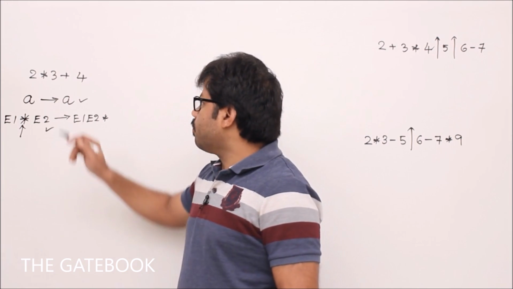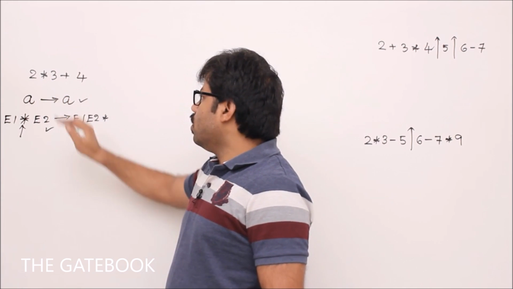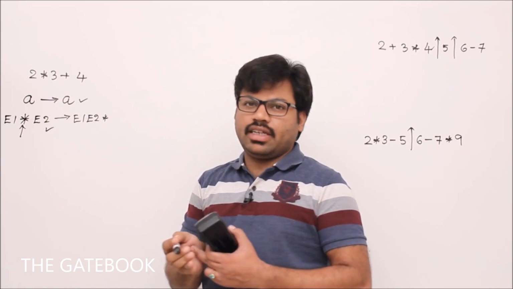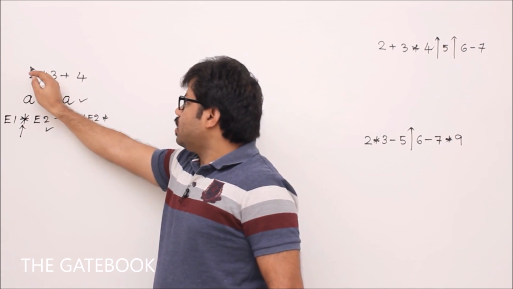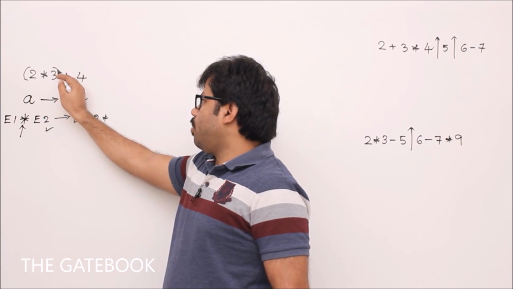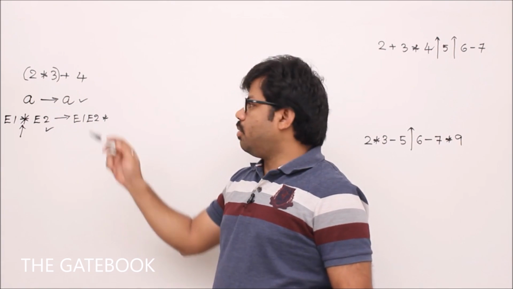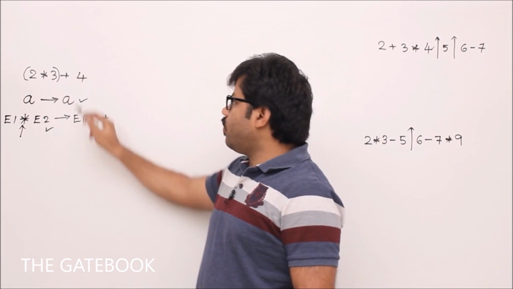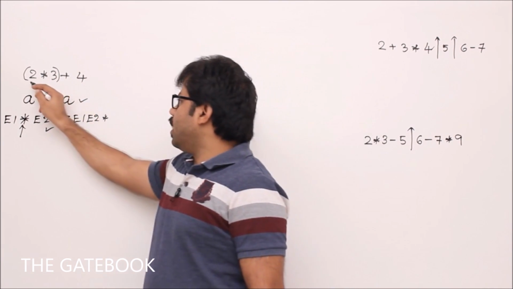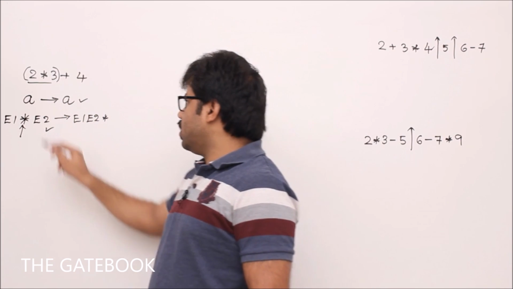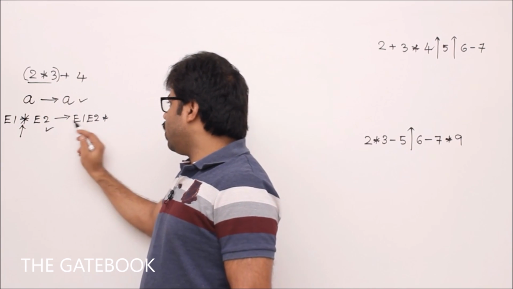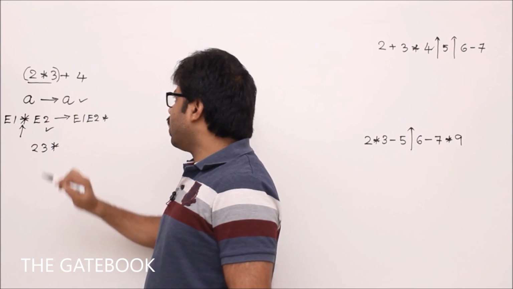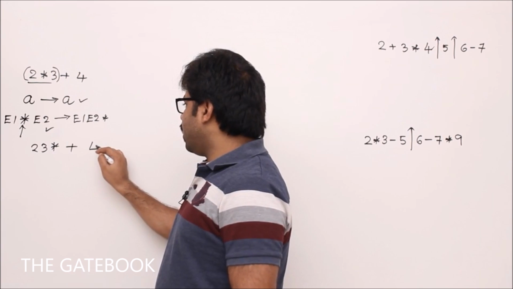Example. In this 2 star 3 plus 4, whose precedence is highest? Star, right? So what is better here is, please put parentheses around the operator which has higher precedence. Star versus plus, star is higher, that's why I'm putting parentheses. After that, plus. Now let's begin with the parenthesized one first. 2 star 3 becomes 2 3 star. Now the remaining thing I'm writing is plus 4.